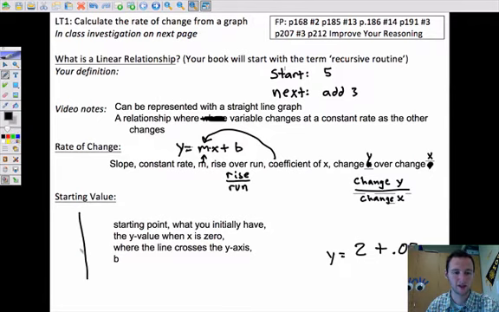So if we think about it in terms of a table, an xy table, when x is 0, this right here is our y-intercept. And in the y equals mx plus b equation, b right here is the starting value. So this b starting value comes from right there in the y equals mx plus b equation.